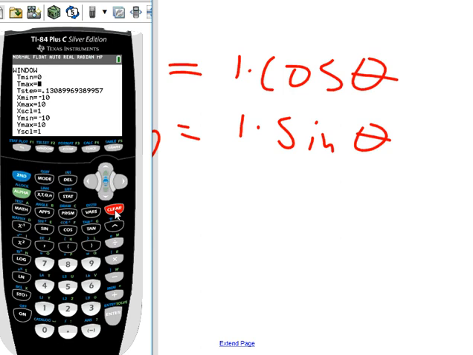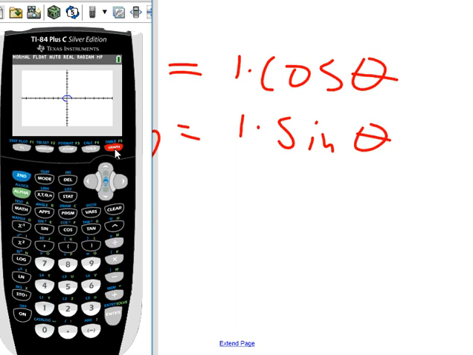Hint, parentheses would be smart. 3 pi in parentheses divided by 2. Now, because of the way this one happens to be set up, it would have worked if you forgot the parentheses. But don't forget the parentheses. And then I hit graph.